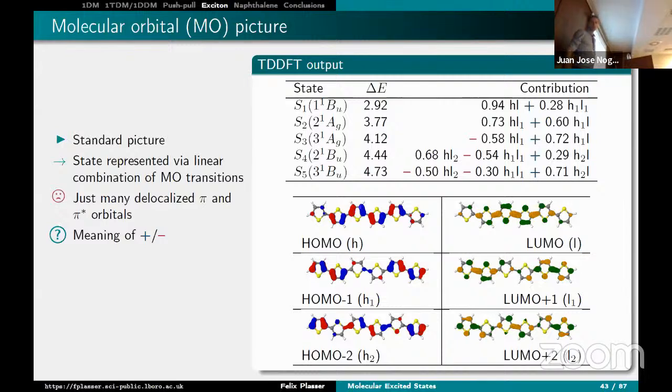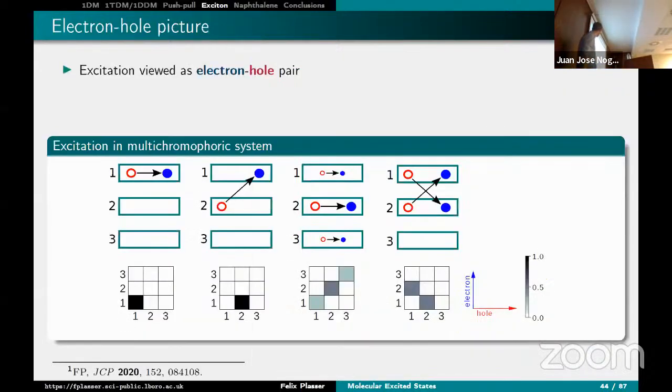So, all these localized orbitals, and then you have these more specific things, where the S2 and the S3 state have basically the same orbitals involved, and the only difference is that we have a minus here. Then how can we understand what this minus sign means in a linear combination? So we need a different way to think about it. And I just showed you this.